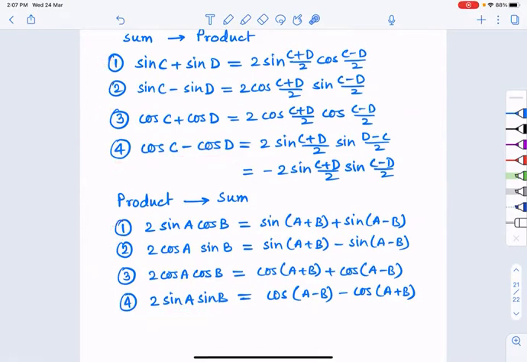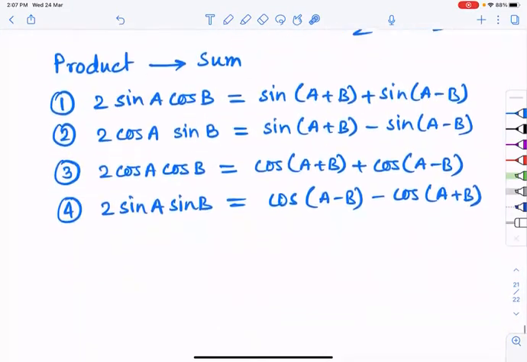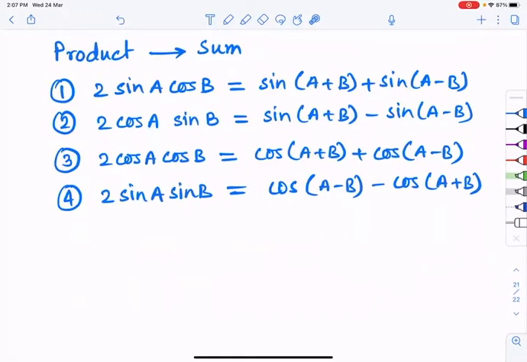Okay, so these are the transformation formulas. What type of question can you solve from here? Let us take a question.